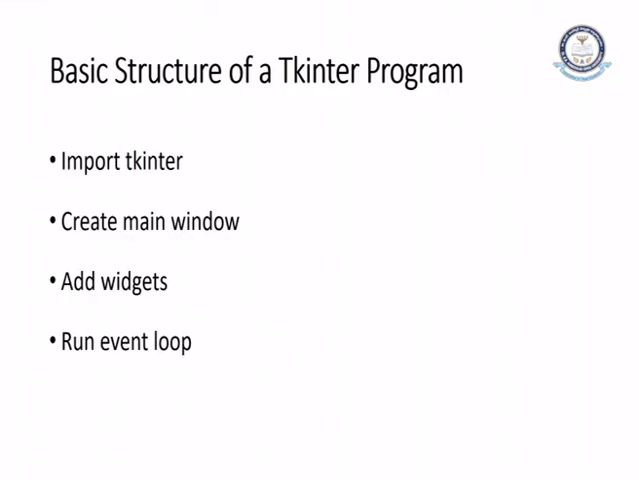After that we need to run the event loop, which means the window has to be active at any point of time, because we may click on a button, or we may select any item from the drop-down list. That is why the window should be in the active state. For that we need to run the event loop. So, let us discuss these steps one by one. As I covered just now, the first step is to import Tkinter.